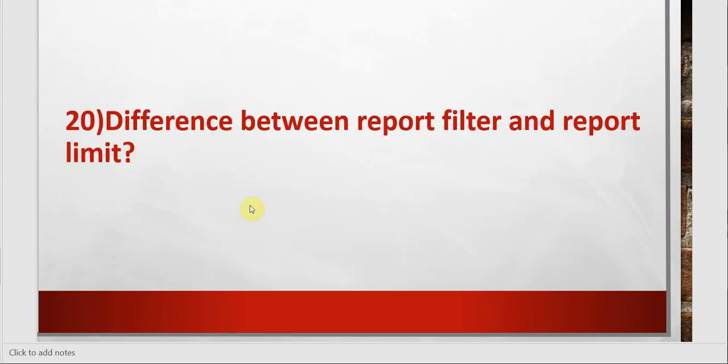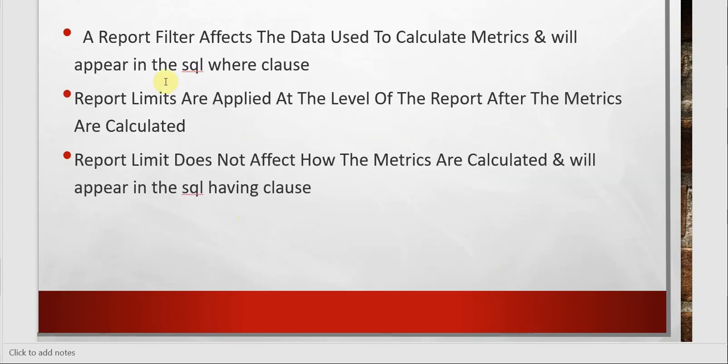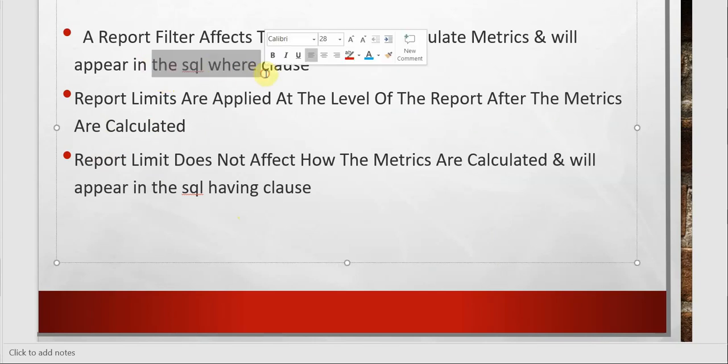What is the difference between report filter and report limit? A report filter affects the data used to calculate metrics and will appear in the SQL where clause. Report limits are applied at the level of the report after the metrics are calculated. Report limit does not affect how the metrics are calculated and will appear in the SQL having clause.